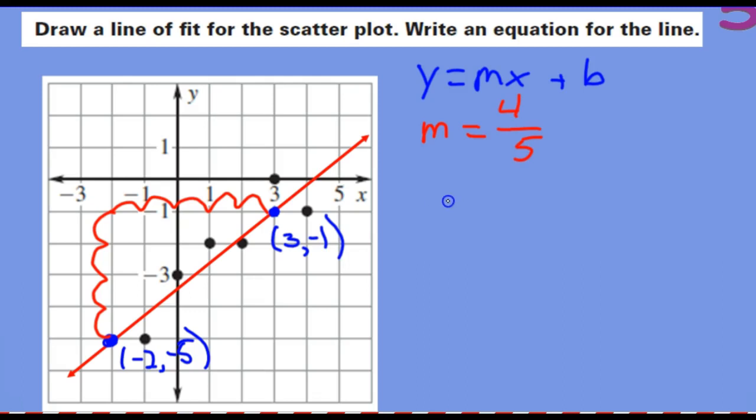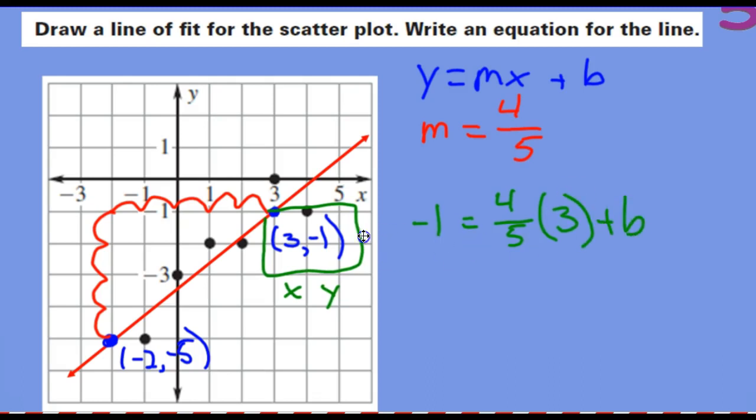Then, what we can do is pick one of our points. I'm going to pick 3, negative 1. 3 is our x, and our y is negative 1. So we have negative 1 equals 4/5 times 3 plus b. Four fifths times 3 gives me 2.4 plus b equals negative 1.